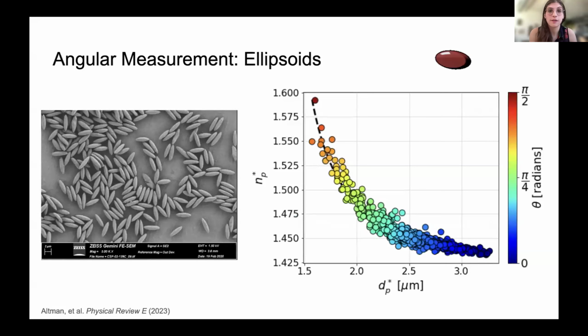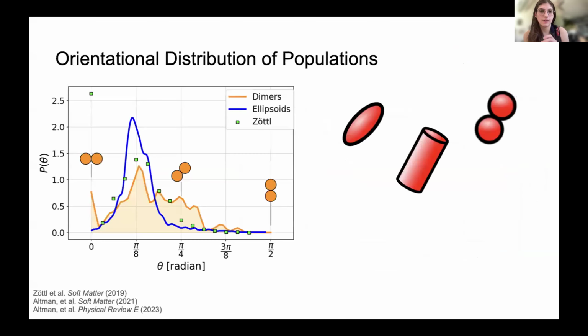So we performed this measurement with dimers. We found that you get a very similar effect with colloidal ellipsoids. And so here's that same measurement with ellipsoids, along with an SEM image of what those ellipsoidal particles look like. And if you combine all of these results together, you can get orientational distributions of populations of these axisymmetric particles. I'm showing you the dimer plots, which are colored in orange here, as well as the ellipsoids, which are colored in blue. And I'm also including data from another group, Andreas Zottel's group, where they were looking at colloidal rods. And so in each of these cases, you find that there's a very consistent peak in this distribution here.